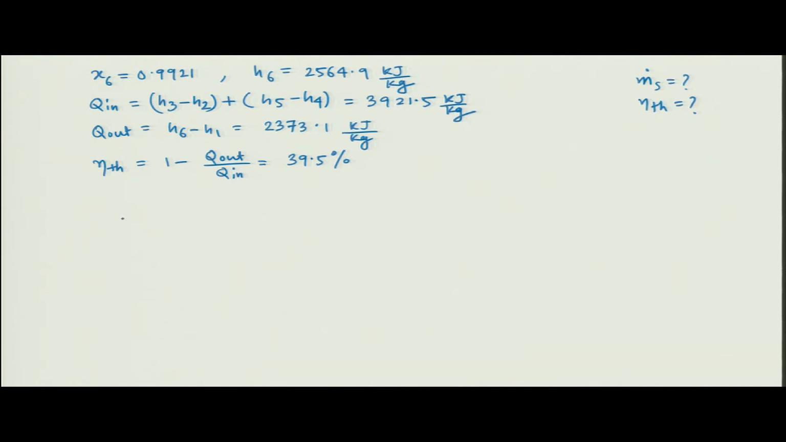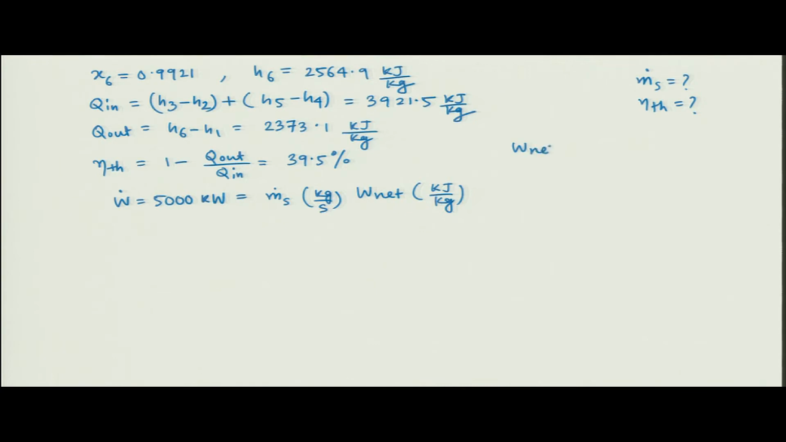What remains is the mass flow rate of the steam. So, basically it produces 5000 kilowatt. So, W dot is basically 5000 kilowatt. So, that should be equal to m dot steam, that unit is kg per second, multiplied by net work output of the cycle, W net. So, net work output will be in kilojoule per kg.